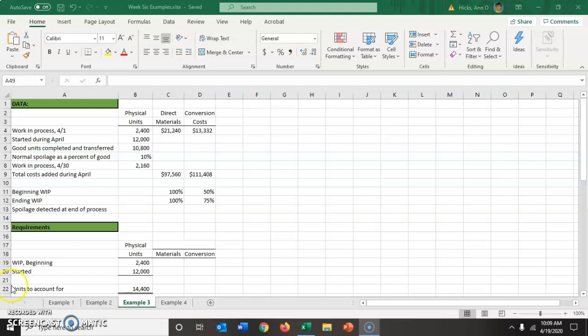So what I've done is a totally different example, none of these numbers relate to the previous examples. So what we have here is a beginning work in process the month of April, let's say, of 2,400 units. We had $21,240 in materials that have been added already in previous months to those units, and $13,332 in conversion costs. Now, during the month of April, we started 12,000 units.